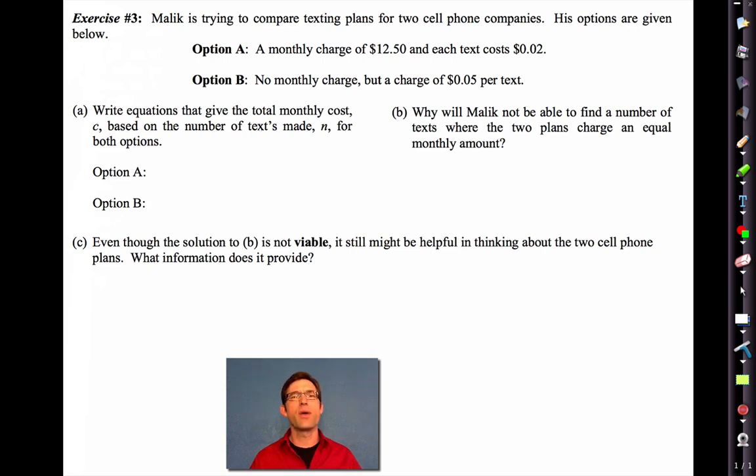Letter A says, write equations that give the total monthly cost C based on the number of texts made N for both options. Pause the video now and see if you can do this for yourself.